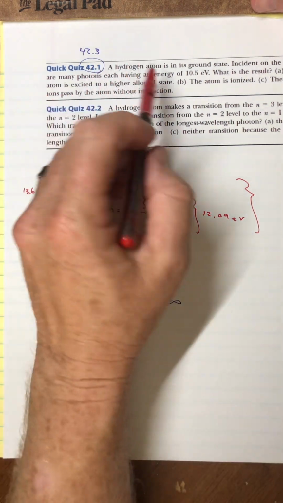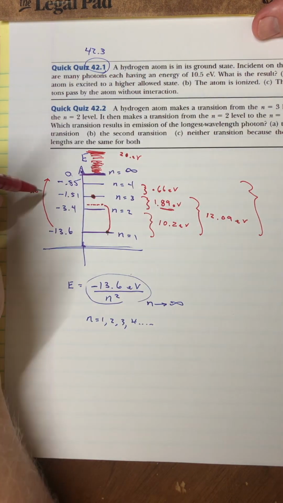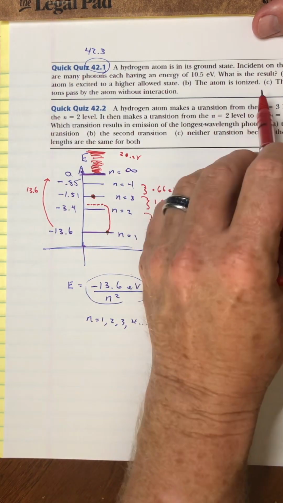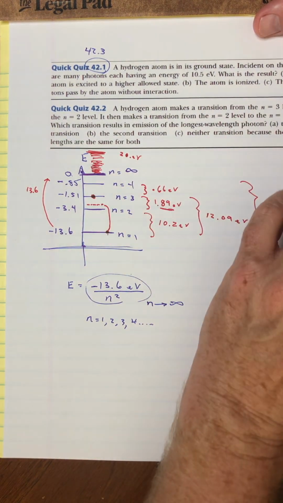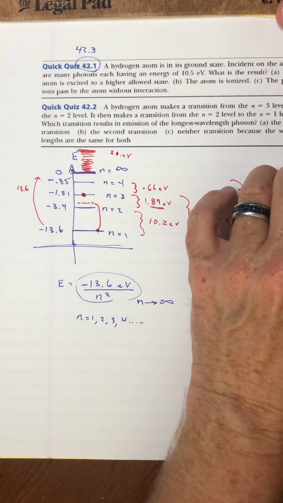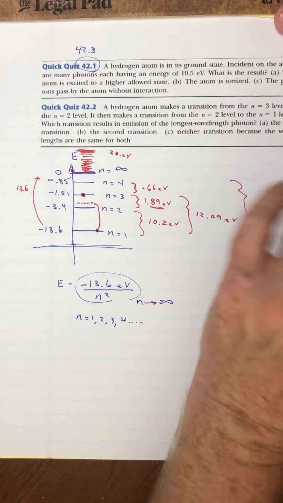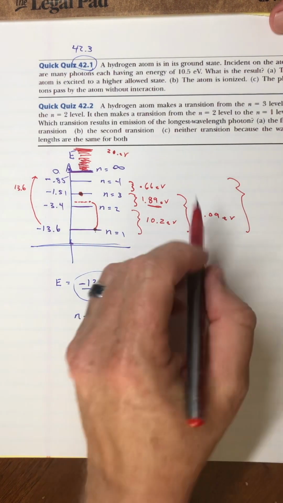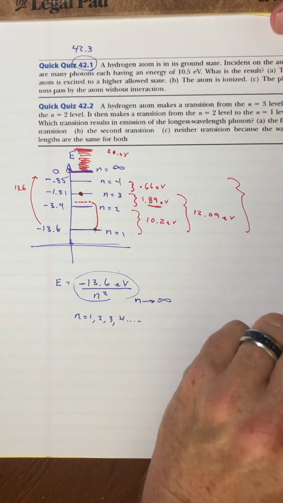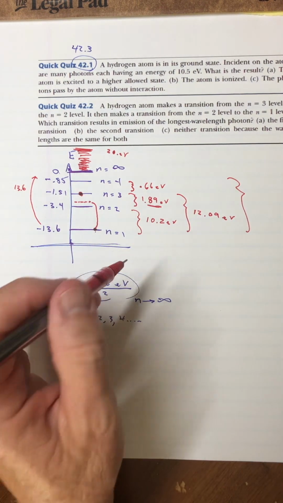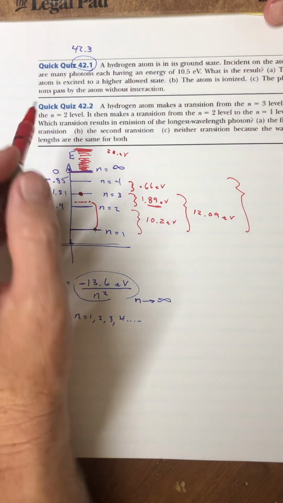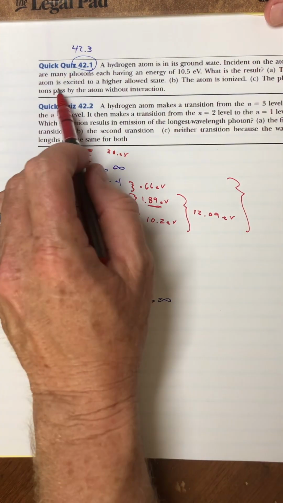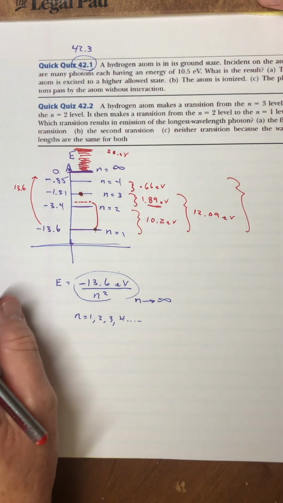So had they said this was a photon of something greater than 13.6, I would have gone with answer B, the atom gets ionized. Any value, that's what would happen. Or if they had given me 10.2 or 12.05, I would have said, oh, it gets absorbed and the energy gets up to an excited allowed state. That would be A. The atom gets excited to a higher allowed state.